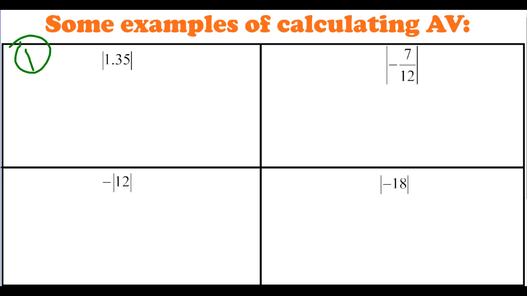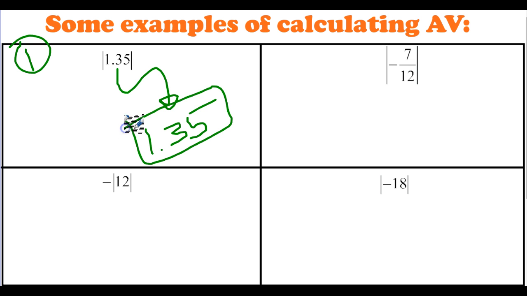And like all positive numbers, the number itself just gives us the distance. It is 1.35 units away from 0 on a number line. So the absolute value of 1.35 is just 1.35.